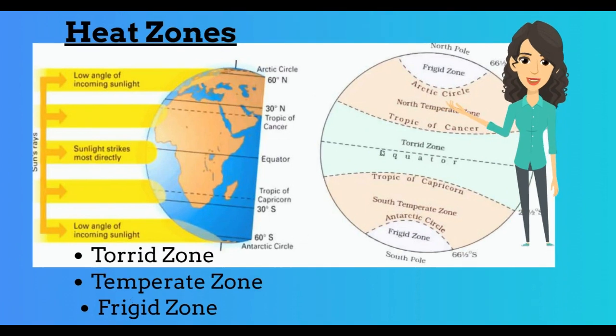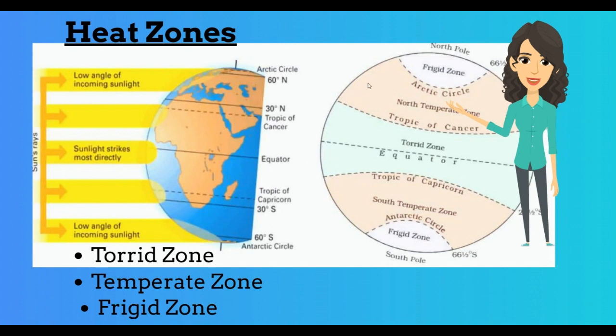As you know, Earth receives different amounts of heat in different areas. It is just because of the shape of the Earth, which is a geoid, which means that Earth is bulgy from the middle and flat on the poles. So Earth receives the maximum amount of heat in the torrid zone, which starts from the equator to the Tropic of Cancer and the equator to the Tropic of Capricorn. In this area Earth receives the maximum amount of heat of the sun.